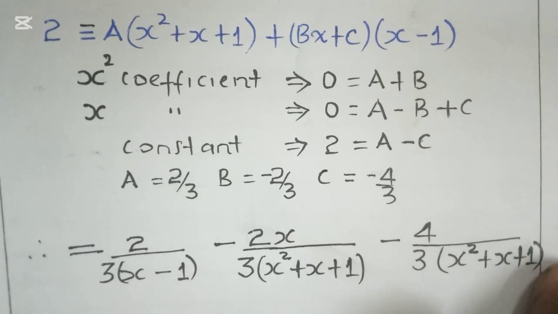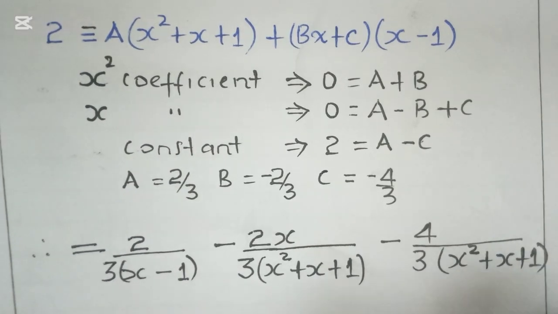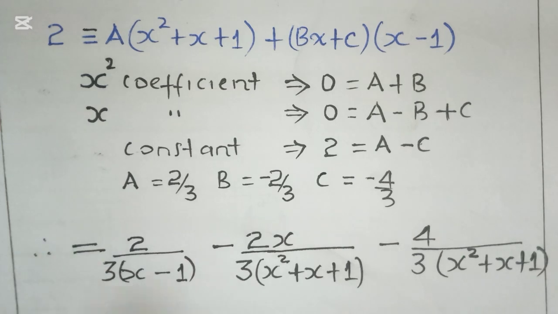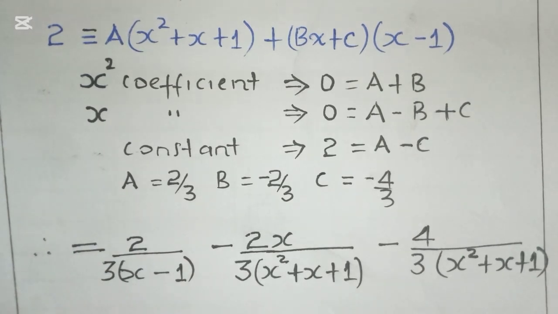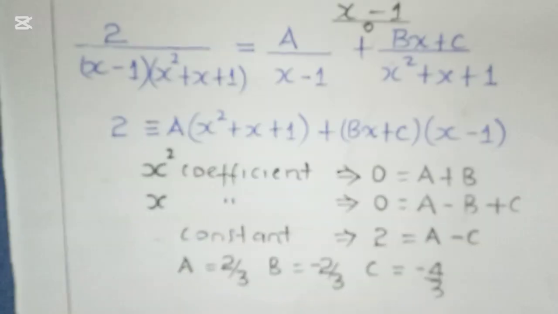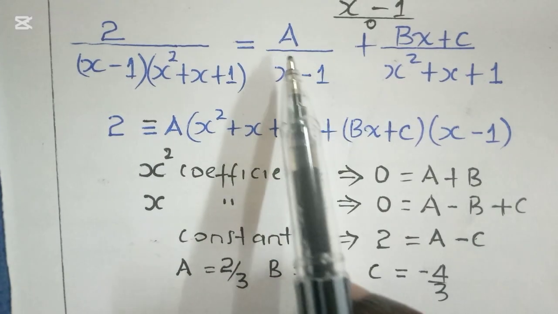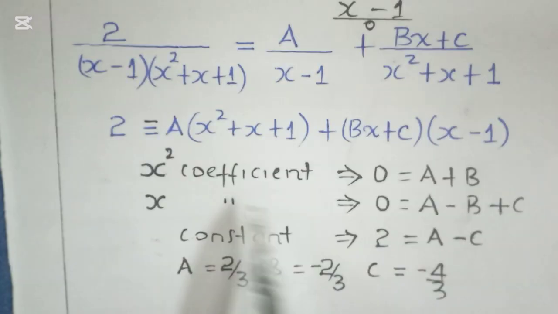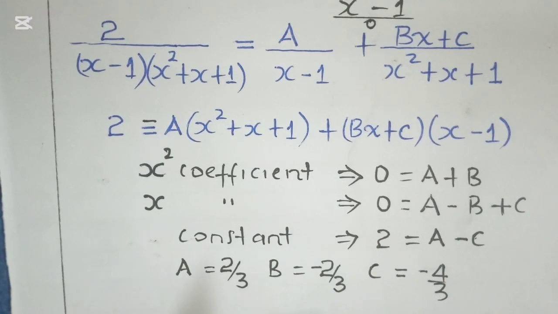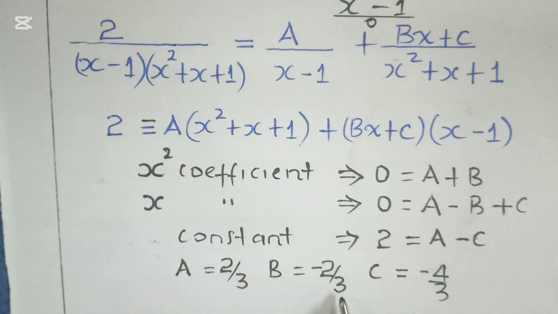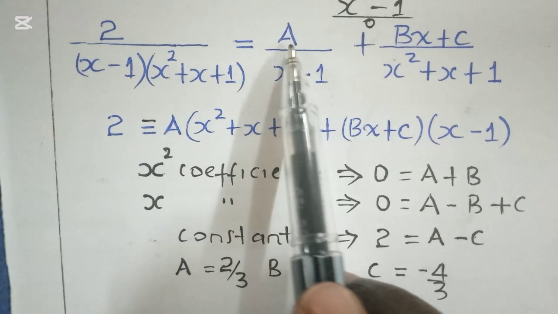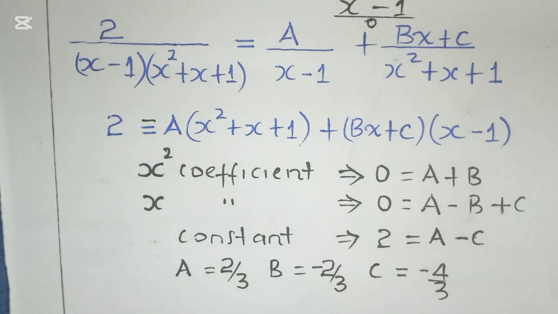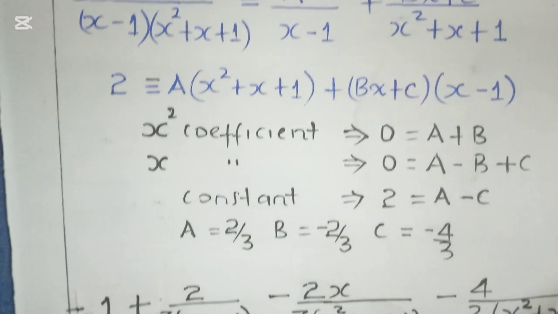Remember also that we had 1, and so therefore this is going to be 1 plus. So let me correct that. And so we have A as 2 thirds, B as negative 2 thirds, C as negative 4 all over 3. So when we put that, we are now going to have this.